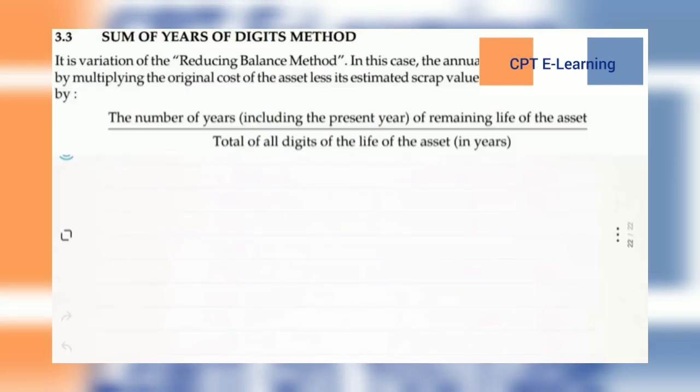So let's study the next part. It is called the sum of the year digits method. This method is personally very easy. All you have to do is some addition and then some multiplication and division. I know it sounds too cliche for me to say this, but this is easy. So let's understand this best with an example.